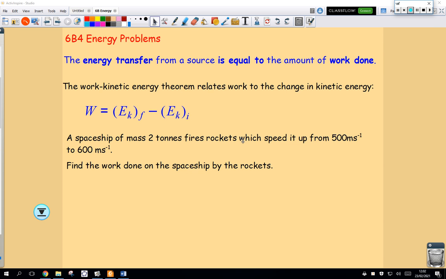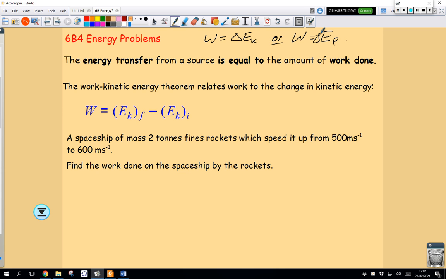In this class, I want to have a look at a few problems on energy. One thing I want to look at is the work-kinetic energy theorem, which says the energy transfer from a source is equal to the amount of work done. So in a conservative system, the work done is equal to the change in kinetic energy, or the work done would be equal to the change in potential energy. Okay, so in a conservative system, the energy transfer from a source is equal to the amount of work done.